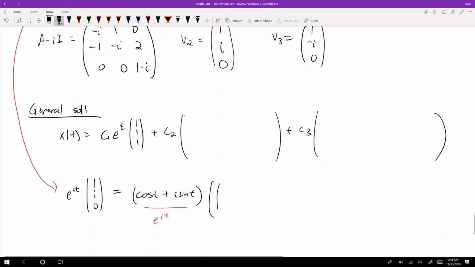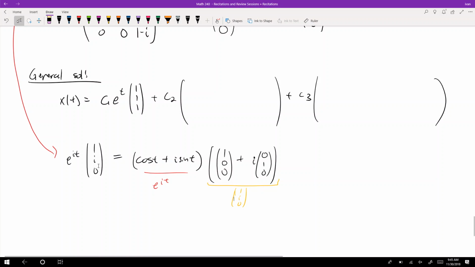So what does that look like? Well, you take all your real coefficients, which are 1, 0, 0, and then you add it to i times (0, 1, 0). So this term here is really just (1, i, 0) written out with a real and imaginary part.